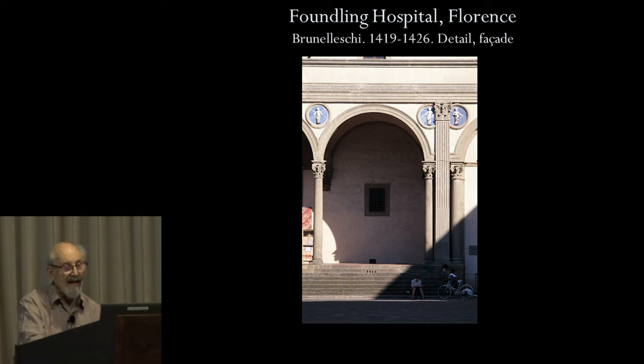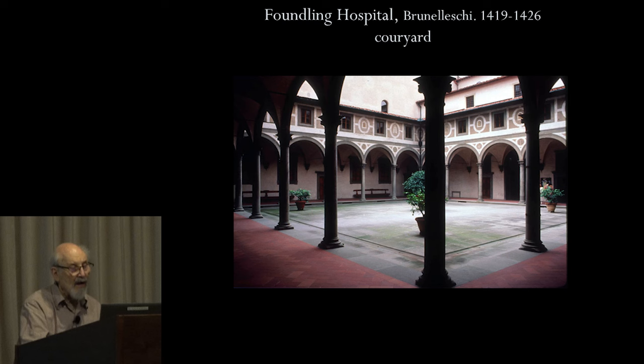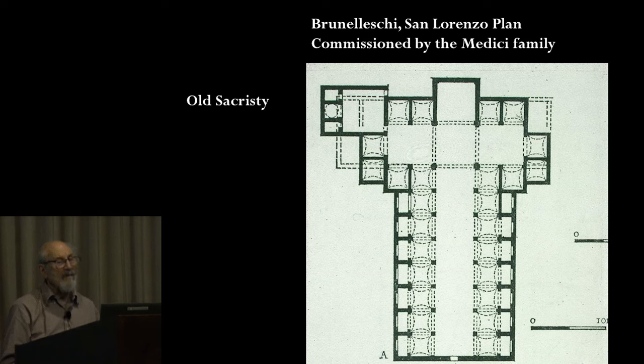Let's take a look at a closer detail, and then let's look down this beautiful arcade. You might notice that the vaults don't have ribs to them or any other markings on them. They are called domical vaults because they were like domes, sort of attached to the columns with pendentives that merge with the surface. But these capitals of the columns come from Rome. There's the interior of the Foundling Hospital, a beautiful courtyard, and then at the back there are residential buildings and a garden.